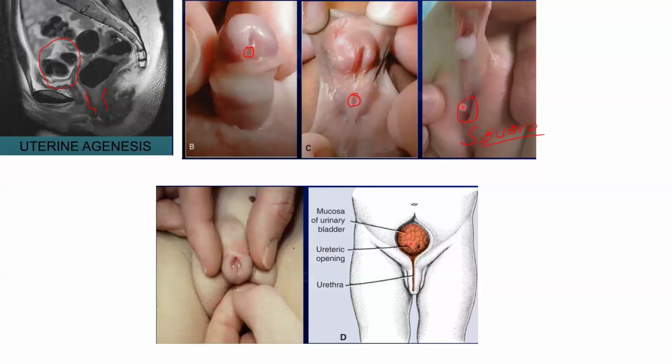Now, if the urethra opens on the dorsal part of the penis, that is an epispadias. And epispadias are mainly found in bladder exstrophy. Okay, bladder exstrophy. That is where you find epispadias.